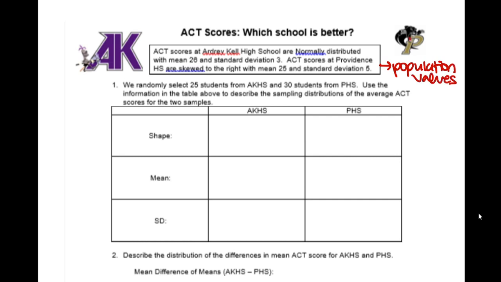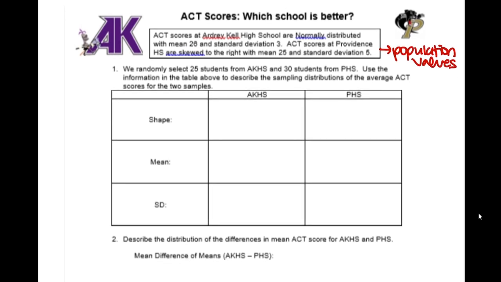And then we randomly select 25 students from Ardrey and 30 from Providence, and then we're going to use those two samples to compare and do this worksheet. So in the table, you're doing each sample separately. So I want you to remember the formulas we learned for one sample. I'm going to go ahead and write them down now.